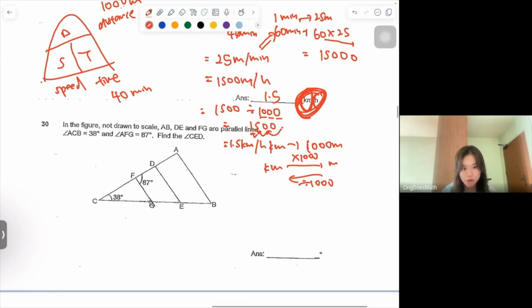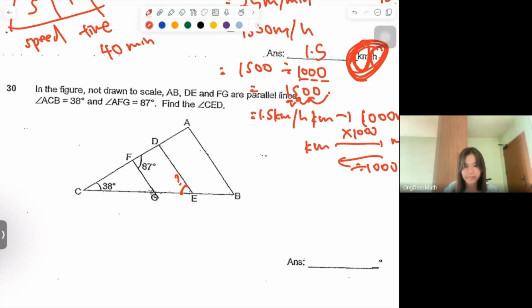Next, in the figure not drawn to scale, please don't take out your protractor. ABD and FG are parallel lines. Angle ACB is 38, angle AFG is 87. Help me find angle CED. So where is C? C is here, E is here, D is here. So the angle is right here.